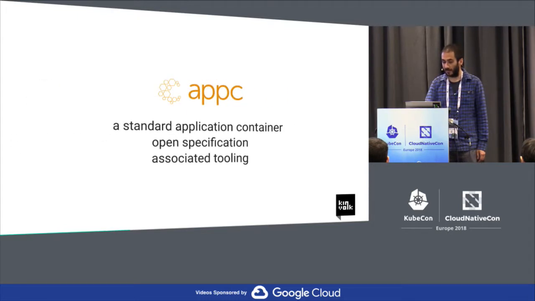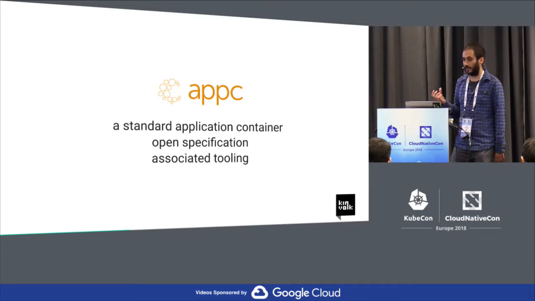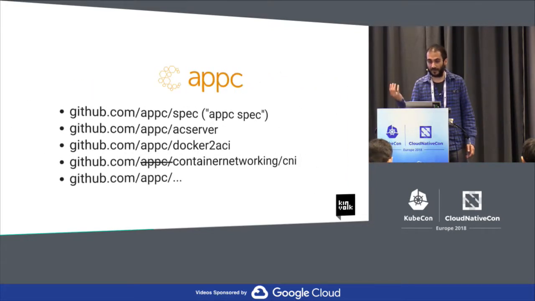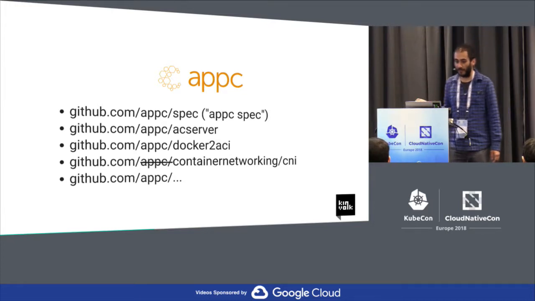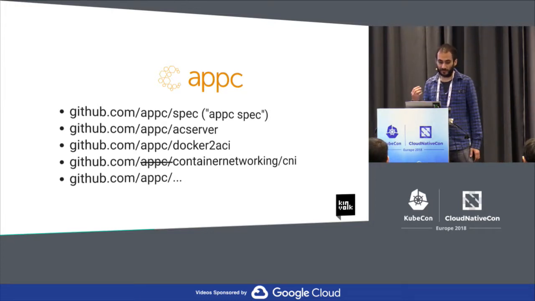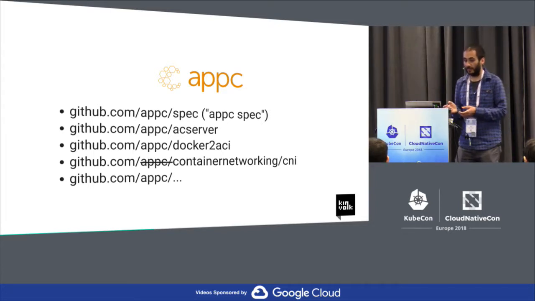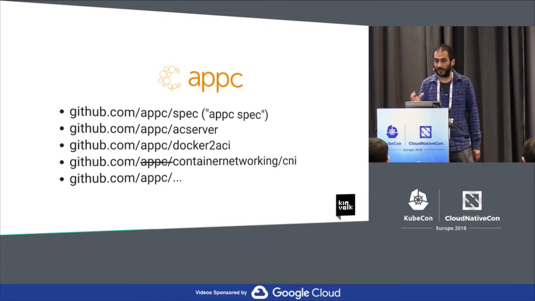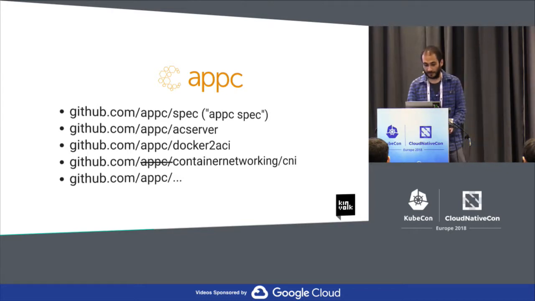So just a quick word on AppC. As I said, it's a spec. It has some associated tooling. So we have the spec itself, and we have some code there that the implementations of the spec can use for image discovery and other stuff. We have also a server. We have a conversion from the Docker format to the ACI format. And CNI, you might know about CNI, is the networking used by Kubernetes, and it was born in AppC, although it was moved later to container networking.